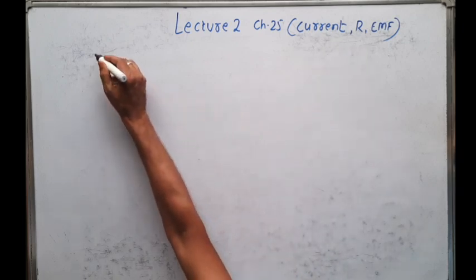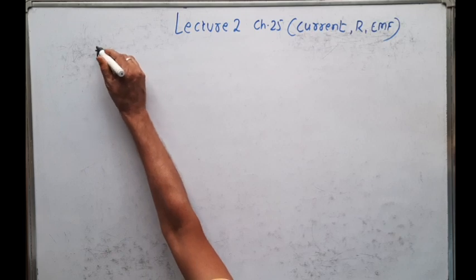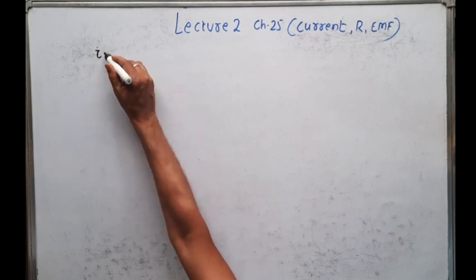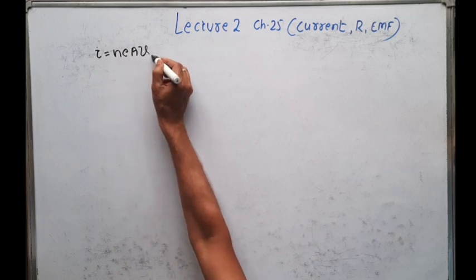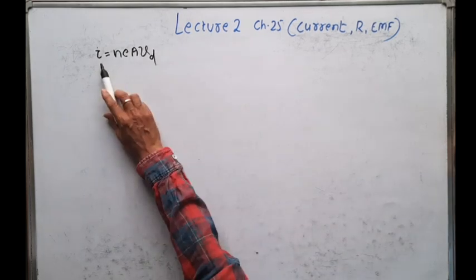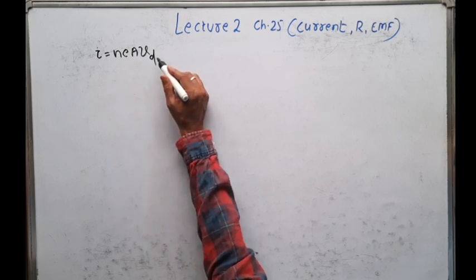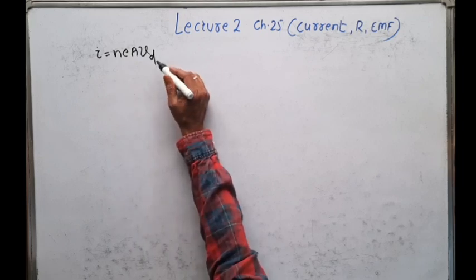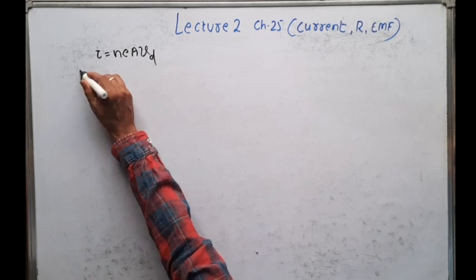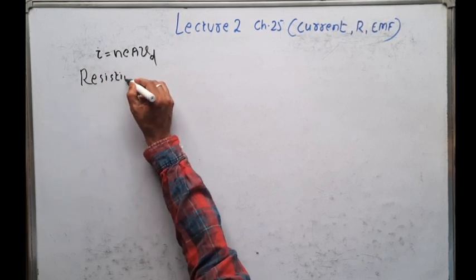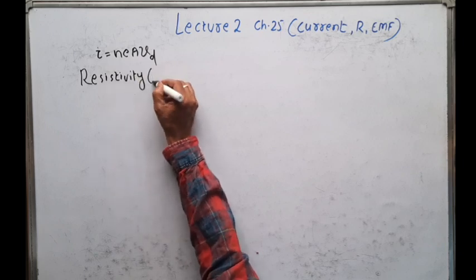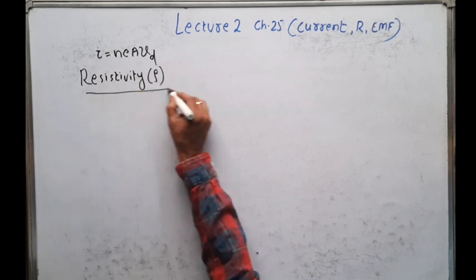So, in the last class, we had derived a relation that is I is equal to nEAVd, where I is the current and Vd is the drift velocity. Okay. So, today we will start a term with resistivity. What is meant by resistivity? Its symbol is rho.